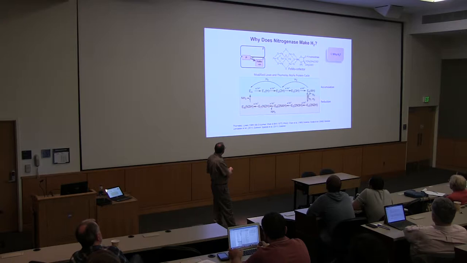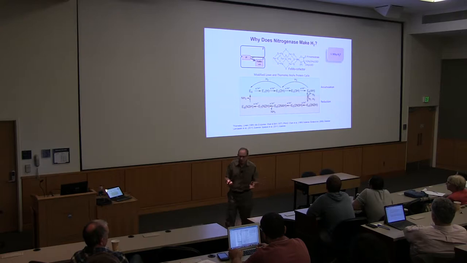So this is a nice kinetic cycle. There are great rate constants for many of these steps. But what we didn't have was any intermediates for any of the steps. So they're just black boxes. What does E1 look like? No idea. What does E4 look like? No idea.